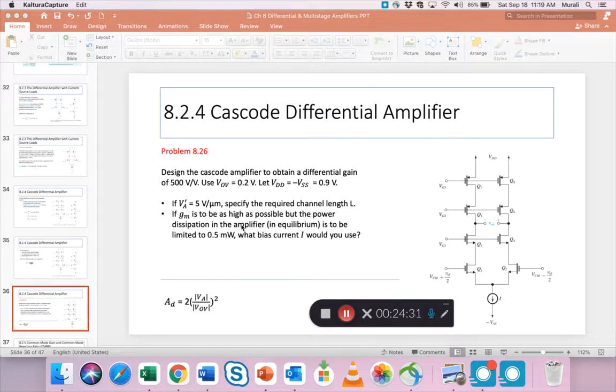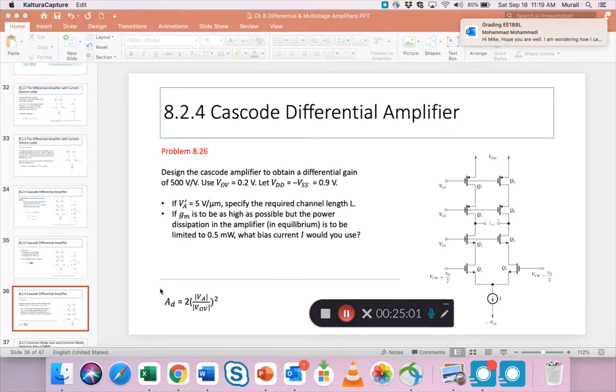If gm is to be as high as possible, but the power dissipation in the amplifier in equilibrium is to be limited to 0.5 milliwatts, what bias current I would you use? So they brought in the power, which is generally voltage times current. So given the power, what should be the I? So that is the question.